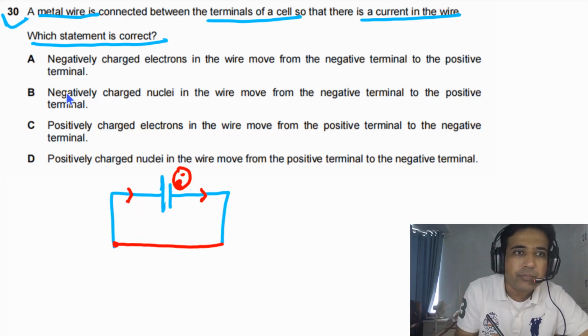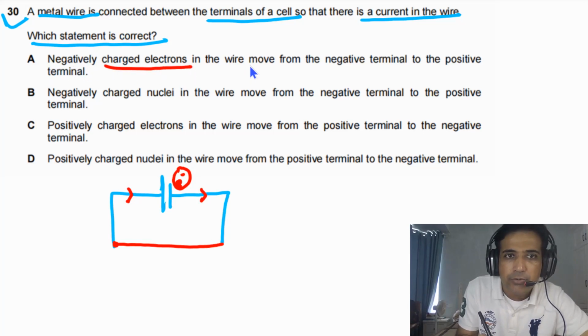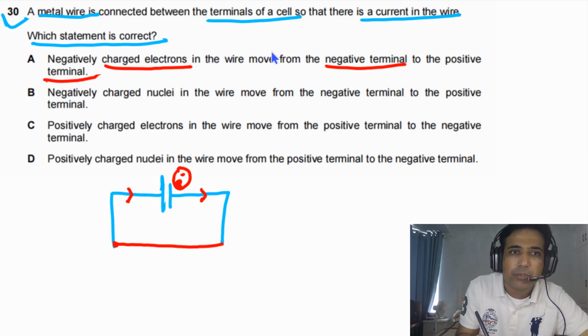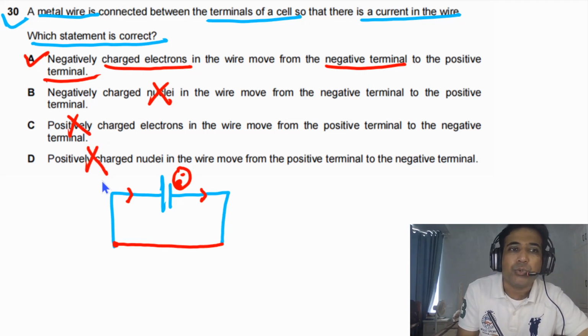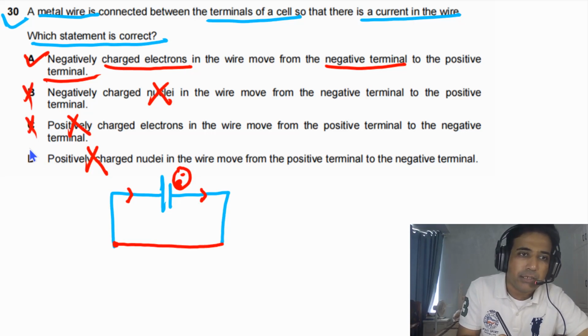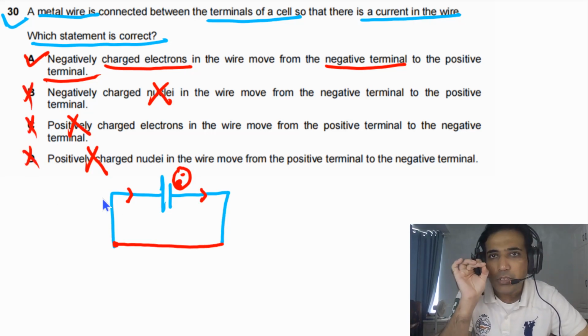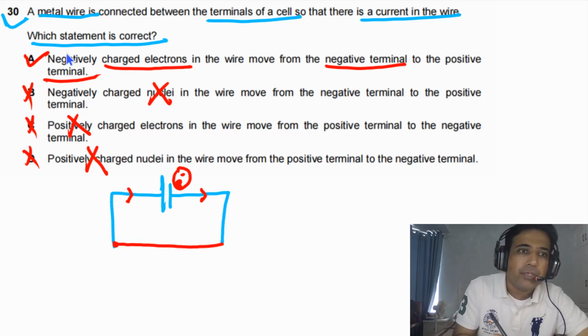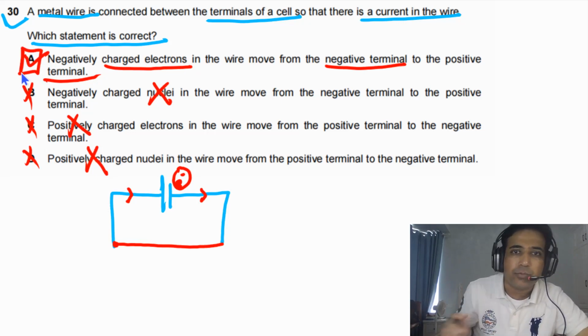They will flow in this direction and come to the positive terminal of the battery, because only electrons flow. If you look at the given options, we have negatively charged electrons in the wire move from the negative terminal to the positive terminal. So this statement is correct. Negatively charged nuclei, this is incorrect. Positively charged electrons, incorrect. Electrons are not positively charged. Positively charged nuclei, so these options are incorrect. So simply you need to understand only electrons flow. So the answer for this question has to be A.